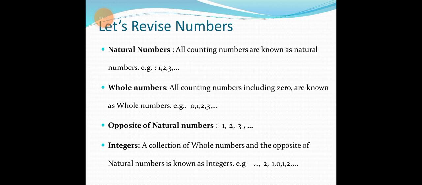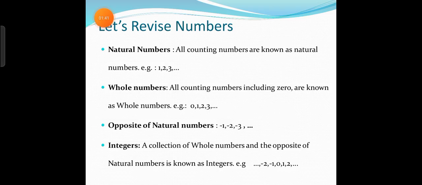The numbers that start from one and go on are known as natural numbers. Now, all counting numbers including zero are known as whole numbers. This is the same as natural numbers, but natural numbers start from one, while whole numbers start from zero. This is the only difference between the two. Then the opposite of natural numbers are -1, -2, -3, because natural numbers are positive, so here we add a minus sign.